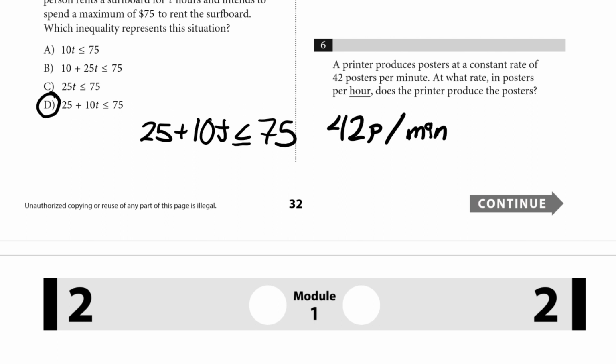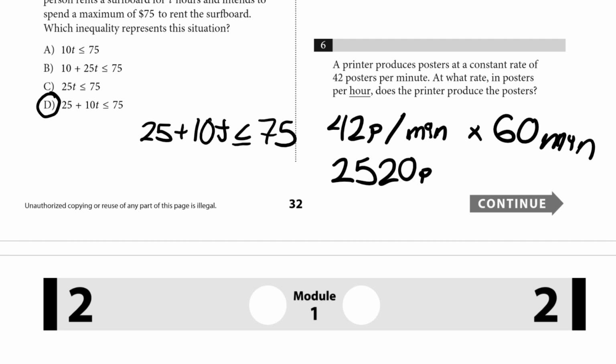And in order to figure out how many it prints per hour, all we have to do is multiply this by 60 minutes. 42 times 60 gives us 2,520 posters per hour.